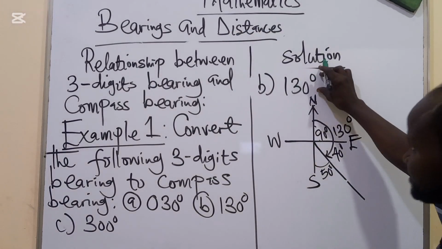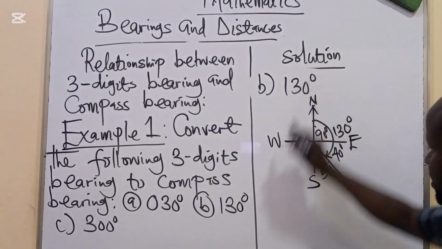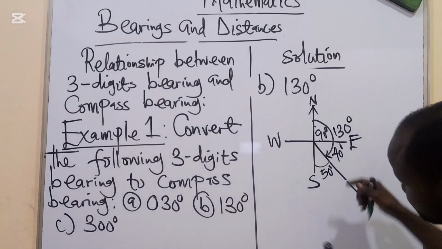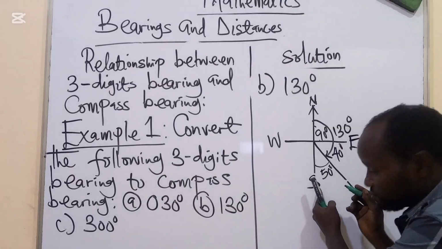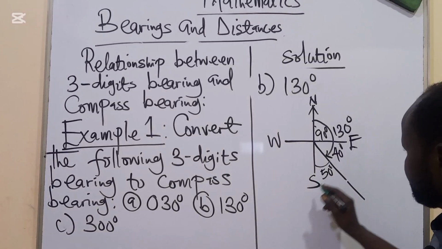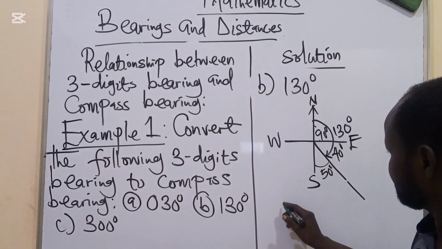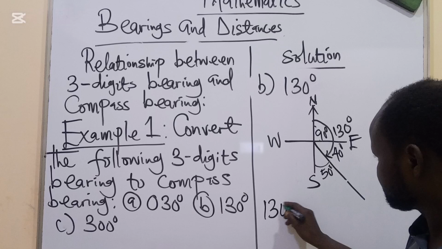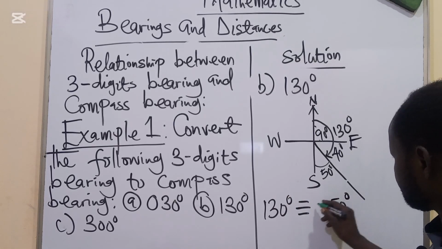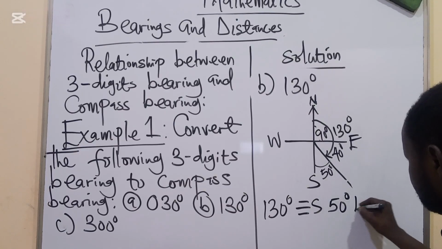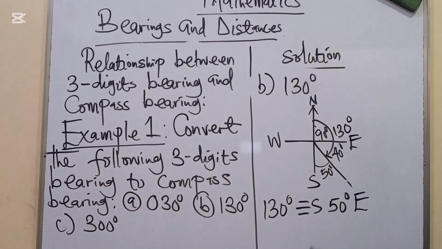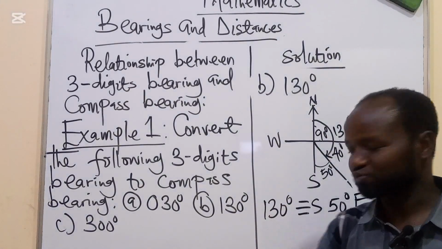So 130 degrees, which is a three-digit bearing, is equivalent to 50 degrees southeast. As I said, we have to consider the angle that is close to the south, because we don't have east south. So the equivalent bearing of 130 degrees is 50 degrees southeast. That will be the equivalent bearing. So this will be the solution to B.